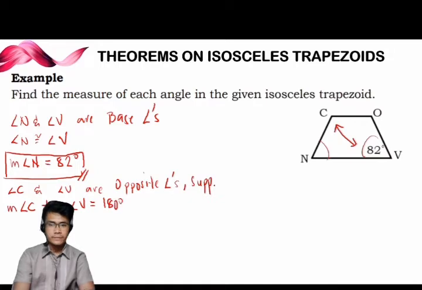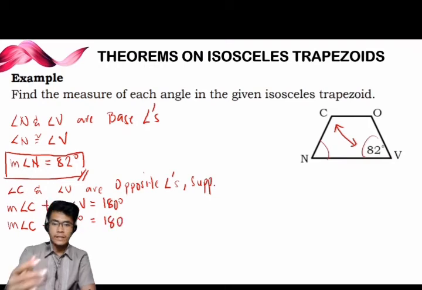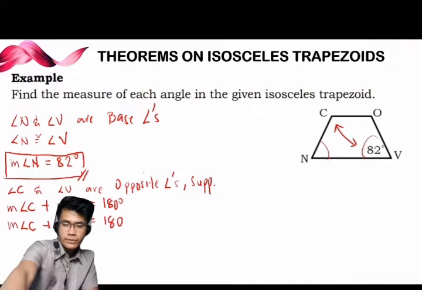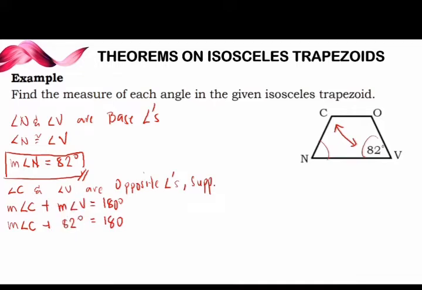Now, let's substitute the given measures. The measure of angle C plus the measure of angle B, which is 82 degrees, equals 180 degrees. Now, combine like terms. We have to move 82 to the right side. I'm so sorry. I forgot to hide, no? Hide muna tayo. Yan, para makita nyo, class. Ayun.